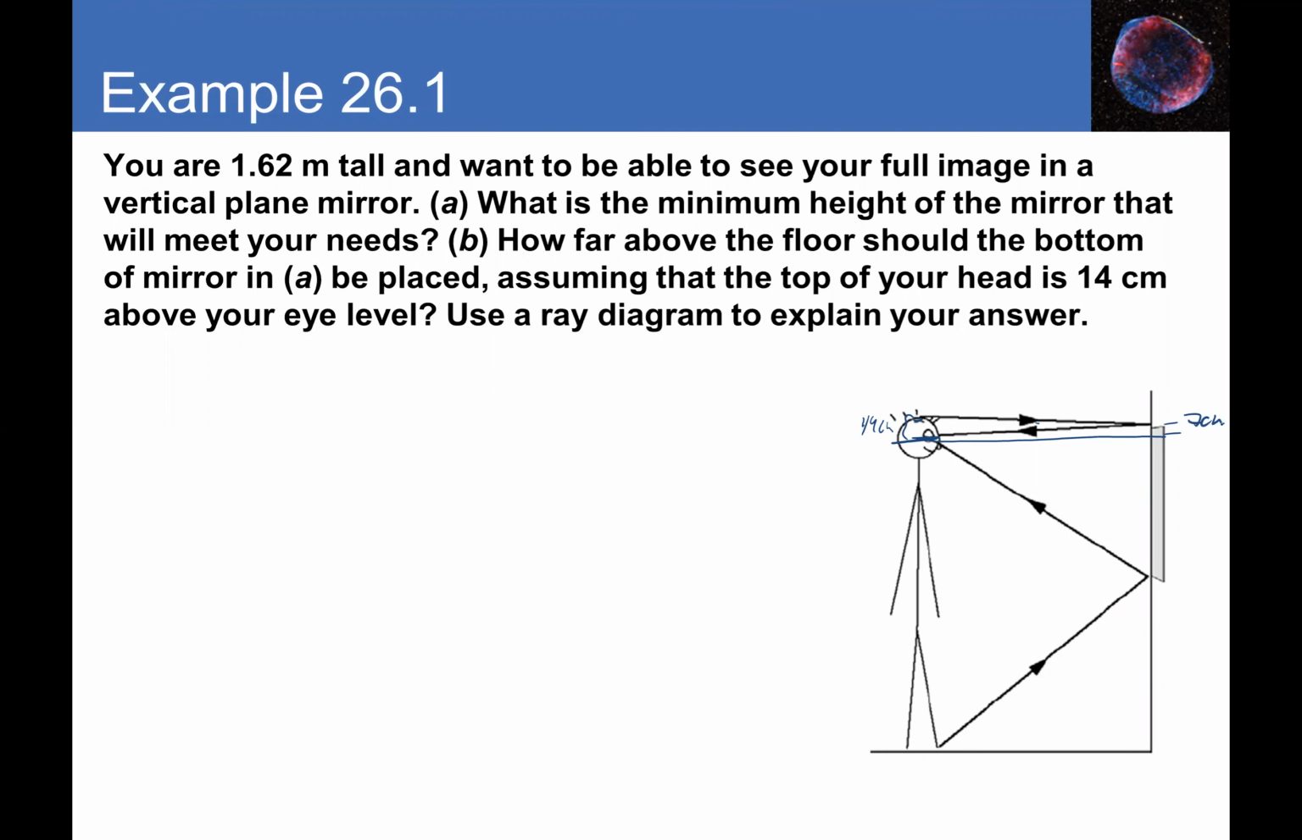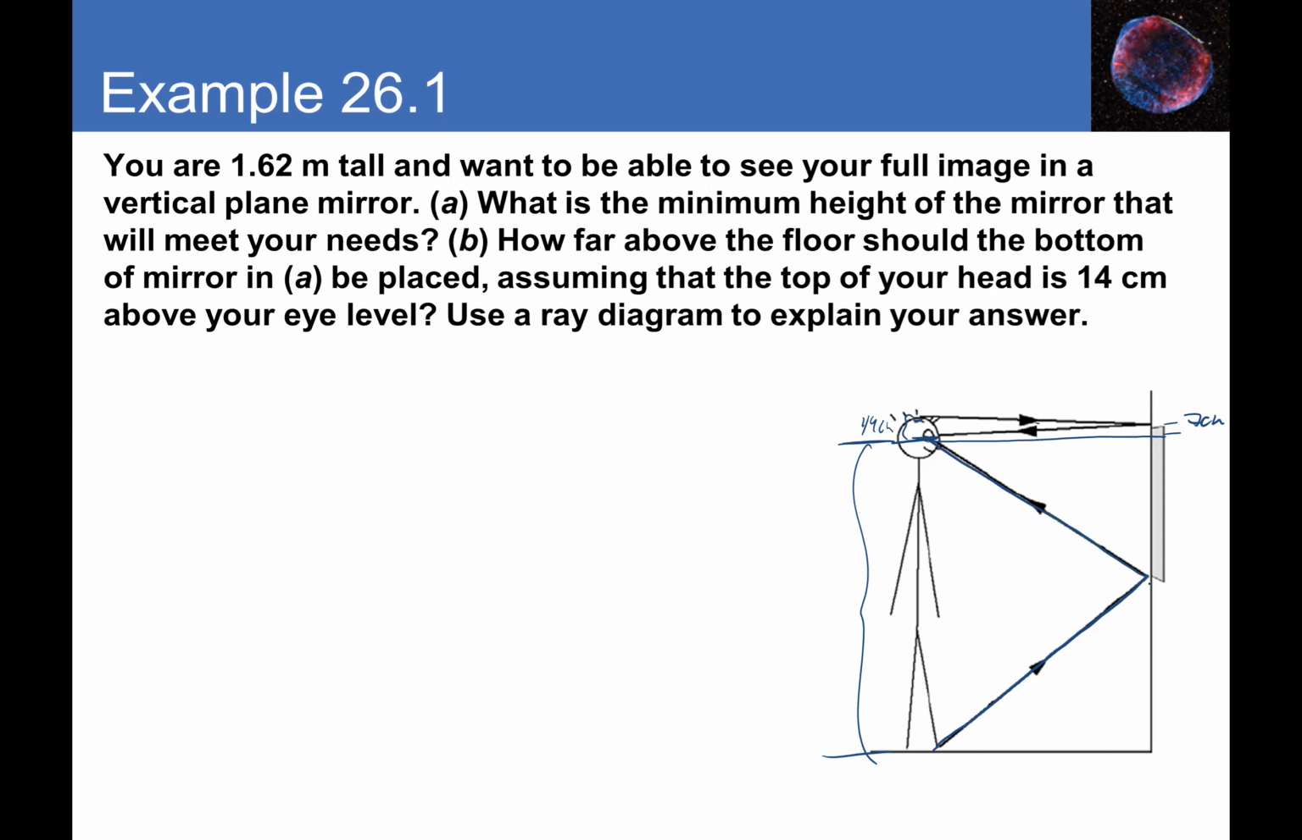Then from here to the ground is 162 minus 14. Let's see, if you take this one, this is again your feet: the ray hits the mirror and then comes back.